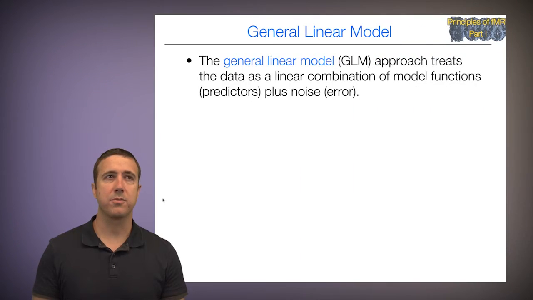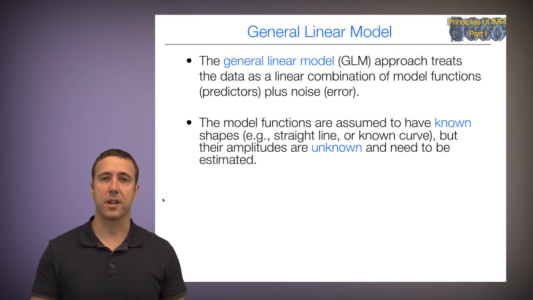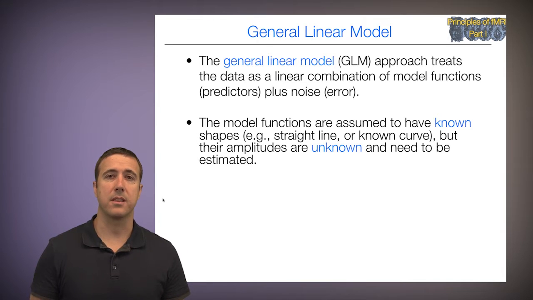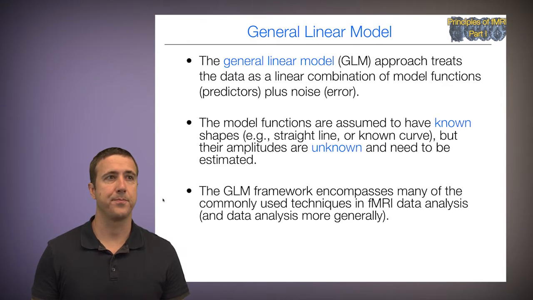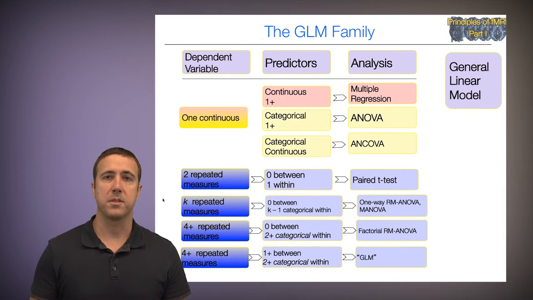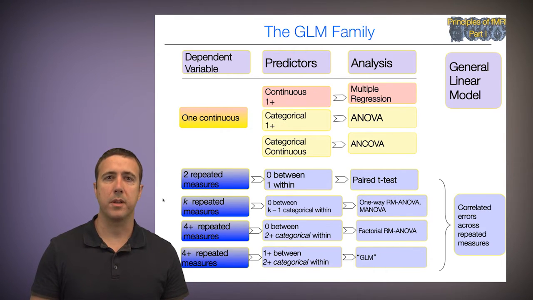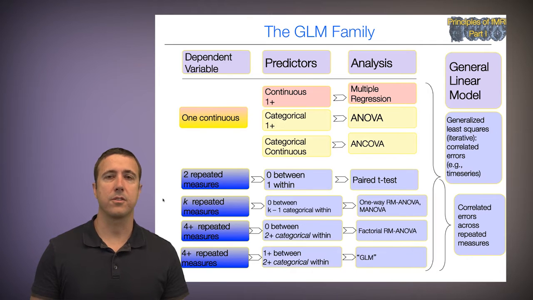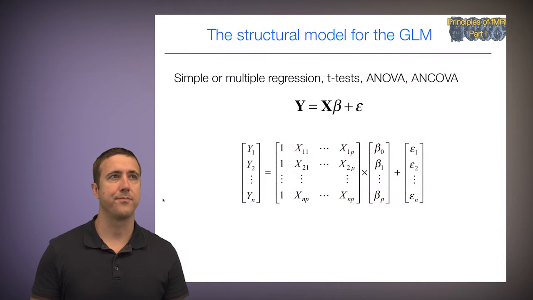The GLM approach treats the model as a linear combination of predictors plus noise, and we have to specify the model shapes, the slopes. We can even build in curves, but we have to estimate the slopes or amplitudes. And the GLM encompasses many data analysis techniques that we are familiar with, including t-tests, multiple regression, ANOVA, repeated measures designs, and other designs with correlated errors.